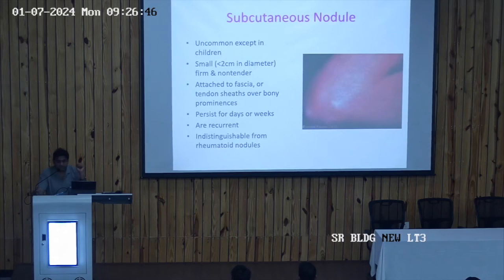Subcutaneous nodules are uncommon except in children, where they are usually seen. They are small, less than 2 cm in diameter, firm in consistency and non-tender. Attached to fascia, they are not mobile. They lie over tendon sheaths and bony prominences, persist for days or weeks, or may be seen in recurrence, and are indistinguishable from the rheumatoid nodules seen in rheumatoid arthritis.